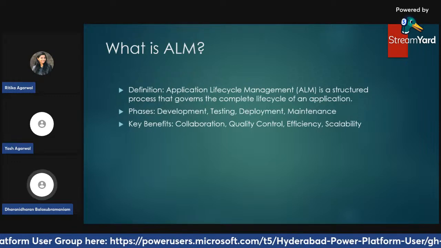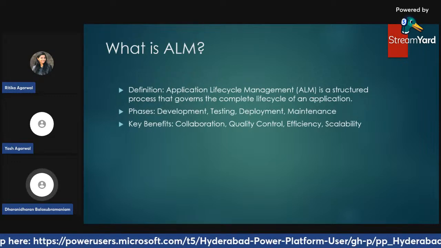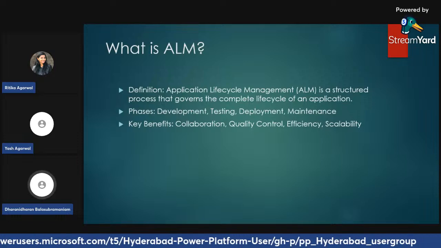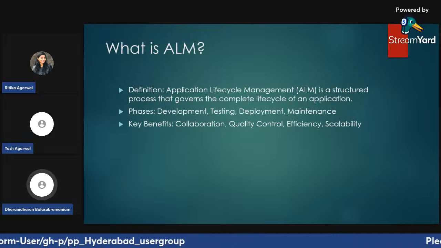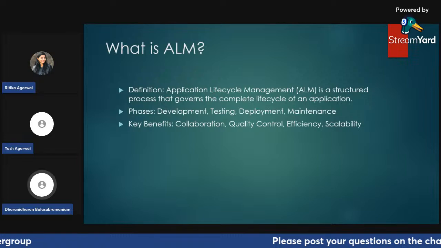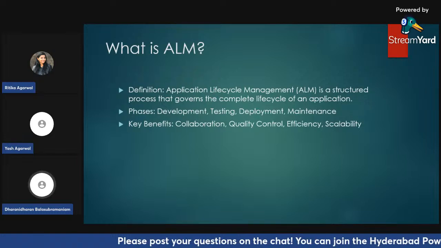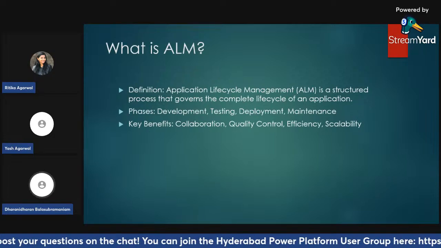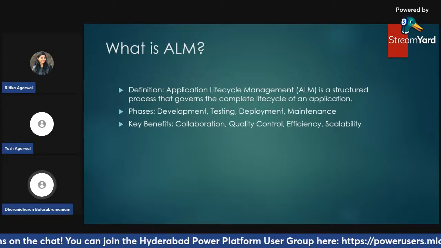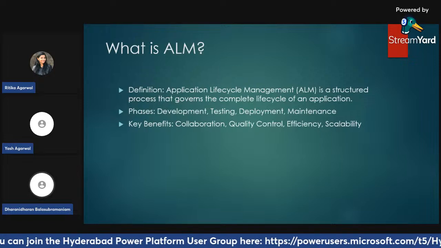Okay, so what is ALM? To get all of us on the same page, let's start with what we understand by ALM, or application lifecycle management. ALM is an essential framework that guides how we manage the entire life cycle of an application, from the very first stage of development through testing and deployment, all the way to the ongoing maintenance and updates.